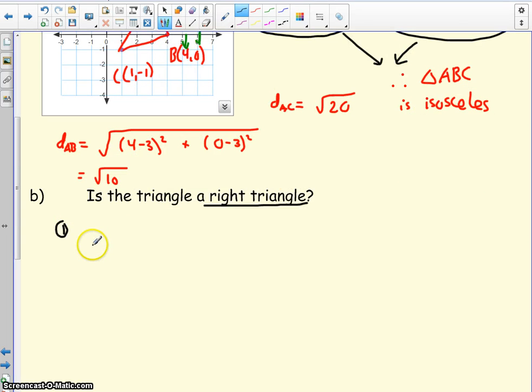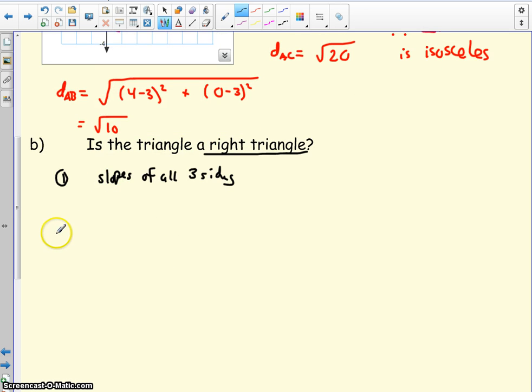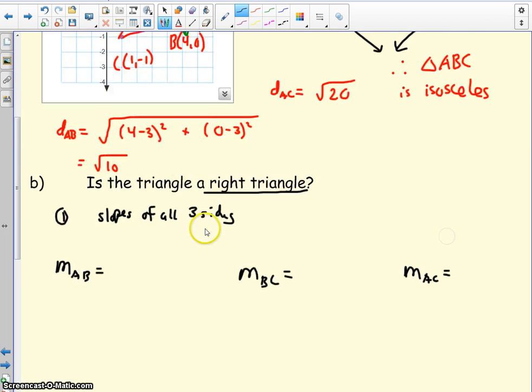So what we can actually do is find the slopes of all three sides and see if any are negative reciprocals of each other. Okay, so let's try that. I'm going to find the slope of AB, the slope of BC, and the slope of AC. Okay, I'll do the first one together with you.